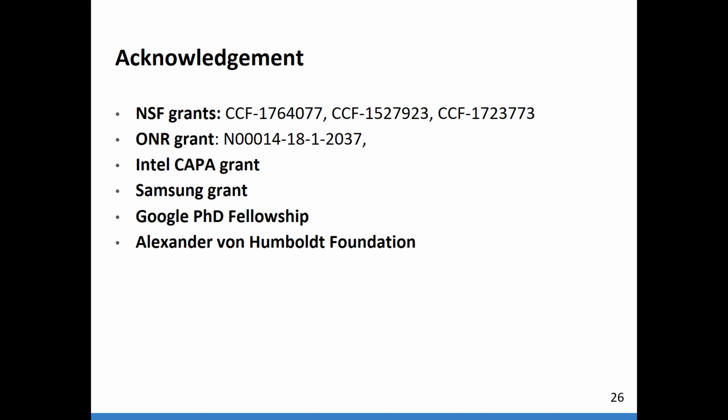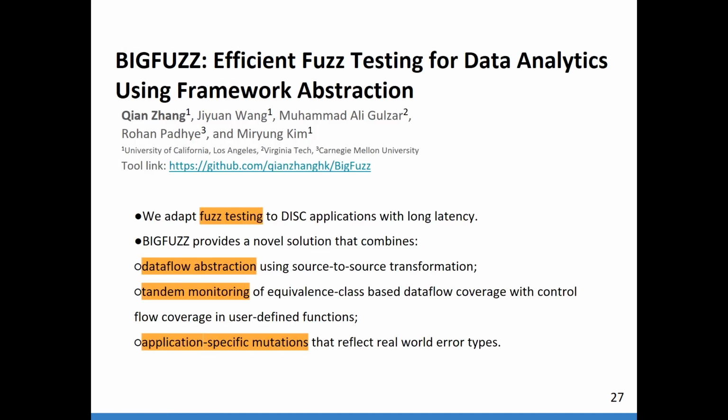To sum up, we adapt fuzz testing to big data analytics applications with long latency. So specifically, BigFuzz has 3 novel components: a data flow abstraction using source-to-source transformation to tackle the long latency, a tandem monitoring of equivalence class-based data flow coverage with control flow coverage in user-defined functions, and an application-specific mutation that mimics real-world error types in big data analytics programs.